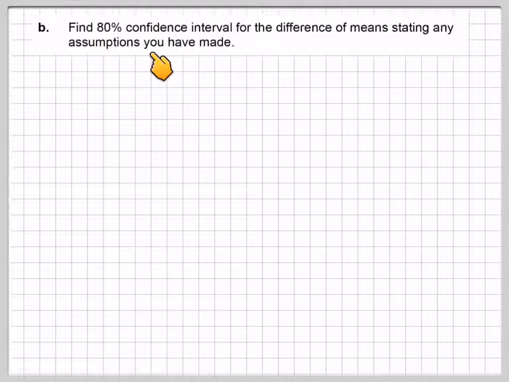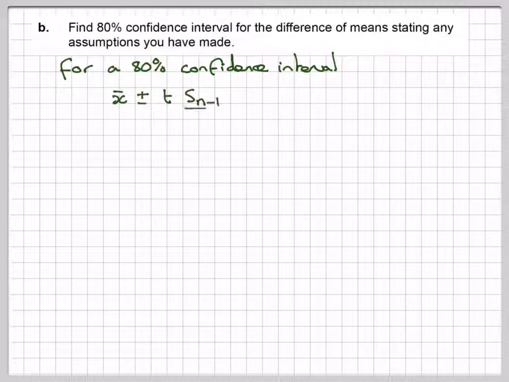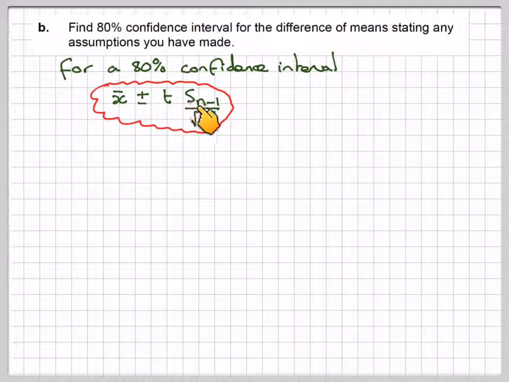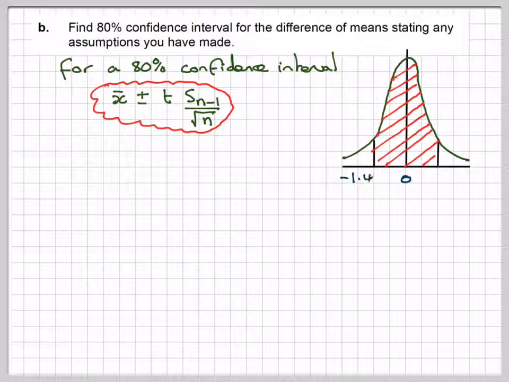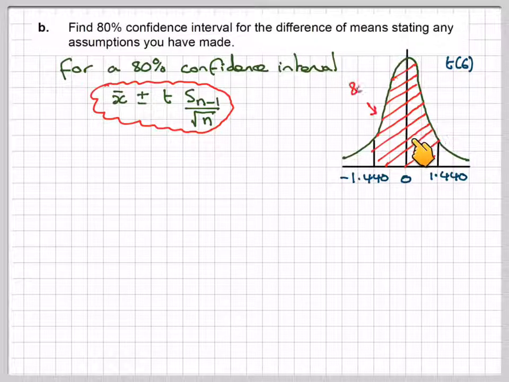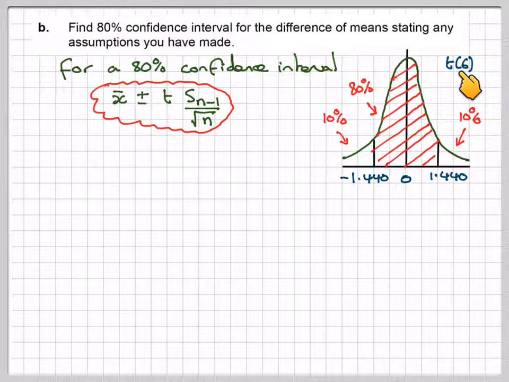Right, find an 80% confidence interval for the difference of means, stating any assumptions you made. Well, the assumption we made is that the data is not independent. We've already discussed that. So, for an 80% confidence interval, x bar is plus or minus t Sn minus 1 over root n. Now if we draw a diagram, we want the central part to be 0.8 or 80%. This will be 10%. The important thing is the degrees of freedom will be 6, 7 minus 1.